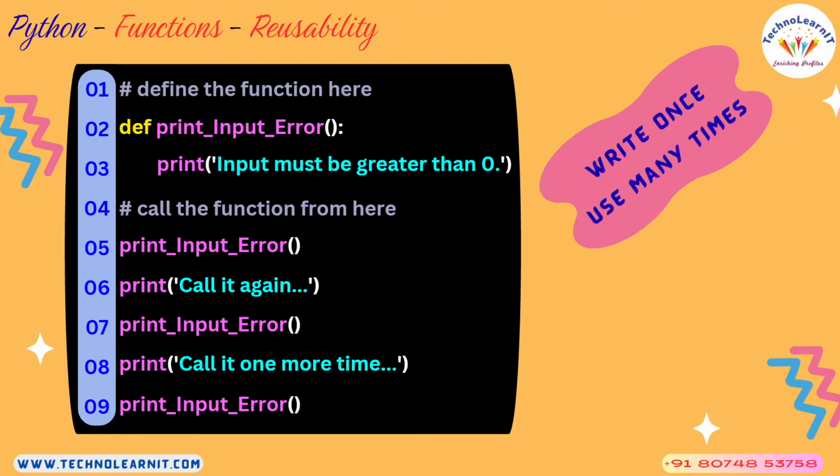This is what we call write once and use many times. This is the reusability aspect of a function. You write it only once, but you execute that code as many number of times as you wish by calling it many times. Wherever you want to execute that piece of code, you just make a call to that function.